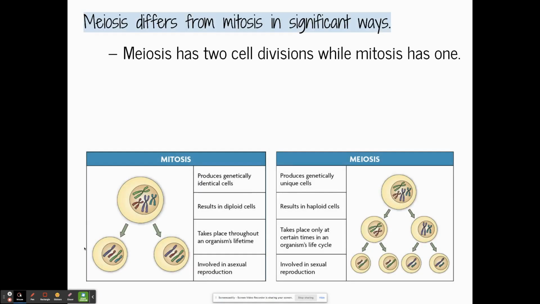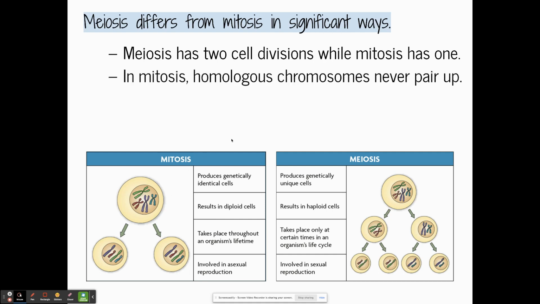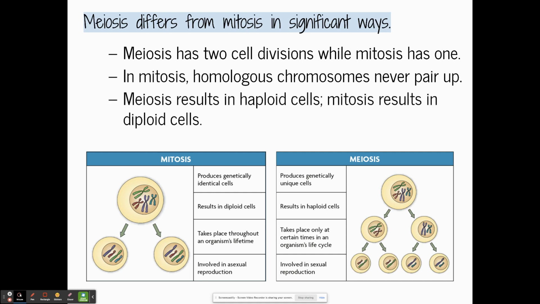Right. Meiosis differs from mitosis in significant ways. So meiosis, as we said, has 2 cell divisions, while mitosis has 1. In mitosis, the homologous chromosomes never pair up. Meiosis results in haploid cells and mitosis results in diploid cells. So remember, in meiosis, we're making sex cells that have half the number of chromosomes. And in mitosis, you're making body cells.